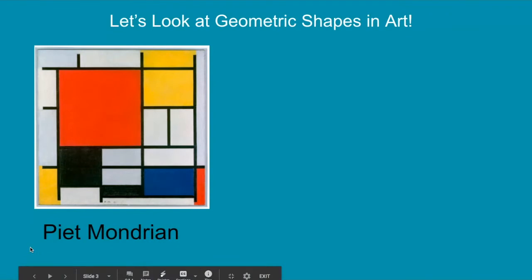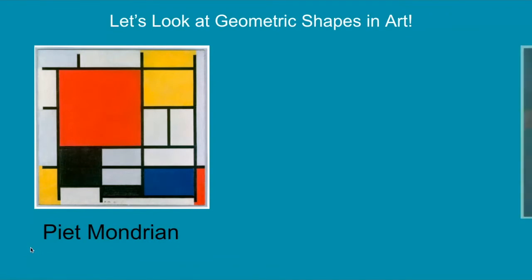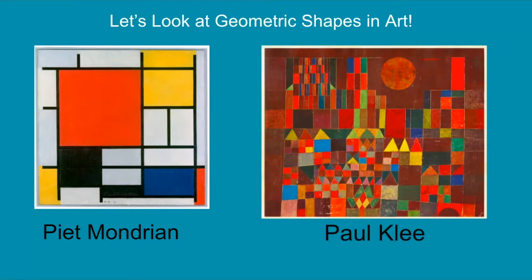This painting by Piet Mondrian uses straight lines to make squares and rectangles. This one was created by Paul Klee. You can see many types of squares and rectangles and shapes in his art.